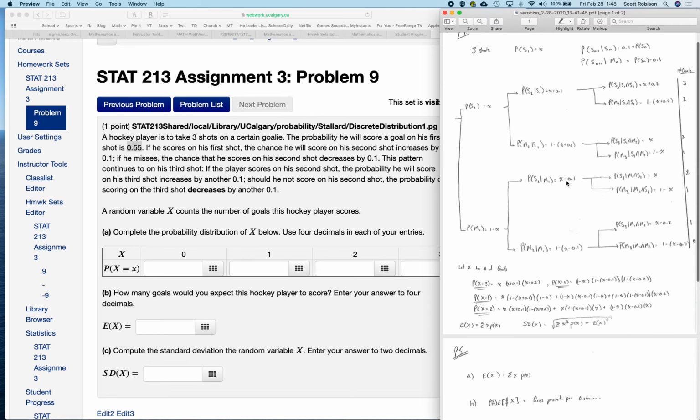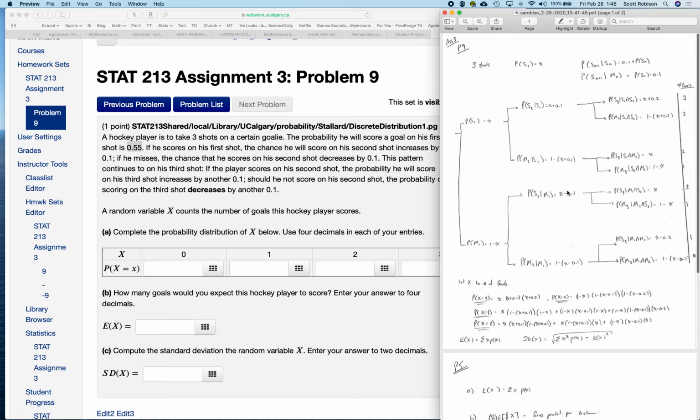Finally then, how do I get these probabilities down here? Okay, this probability, the probability of scoring after the most recent miss. So in this case, I've missed, but my probability of scoring used to be x, and then I've missed. So now it's just going to be this x minus 0.1. And of course, these two need to add up to 1.